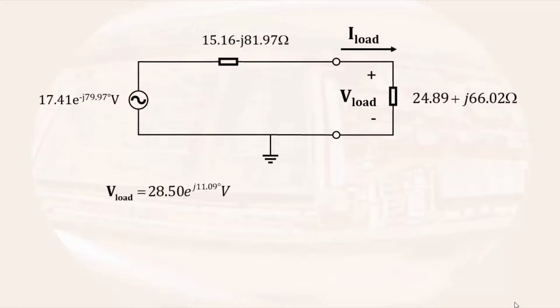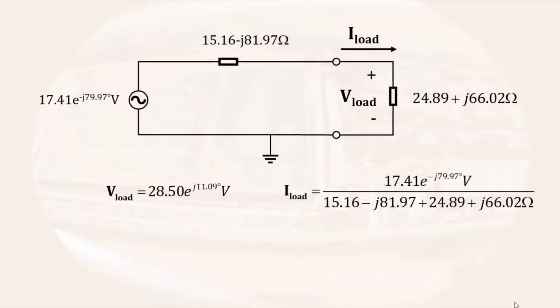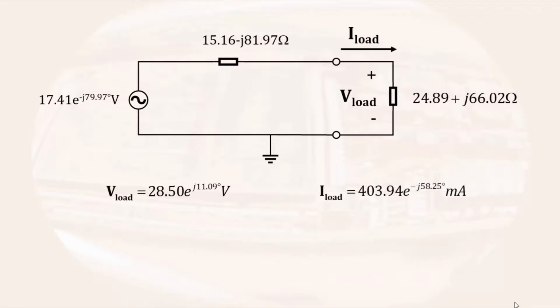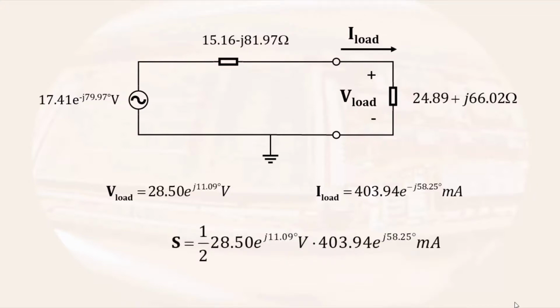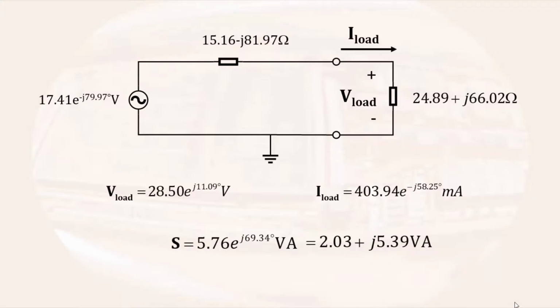We still need to determine the current through the load. Though this can be determined in more than one way at this point, I am choosing to determine the current by dividing the source voltage by the total impedance of the circuit. This results in a current of 403.94 e to the minus j 58.25 degrees milliamps. With the load voltage and current both determined, we can calculate the complex power by multiplying the RMS load voltage times the complex conjugate of the RMS load current. This will be the same as multiplying the product of the phasor voltage and the conjugate of the phasor current by 1/2. The result is a power of 5.76 e to the j 69.34 degrees voltamps, or in rectangular form, 2.03 plus j times 5.39 voltamps. We have the complex power delivered to the load.